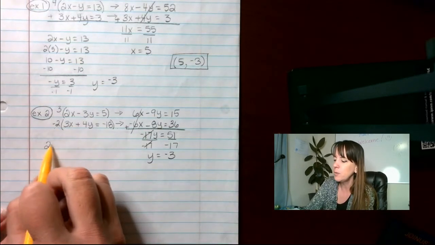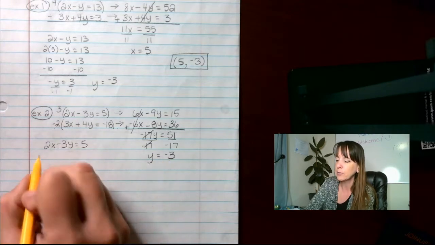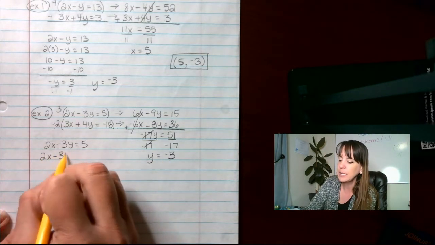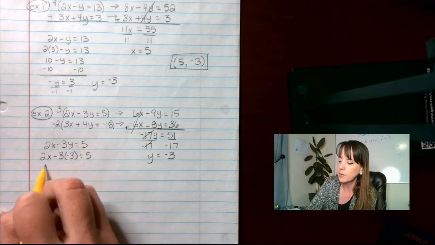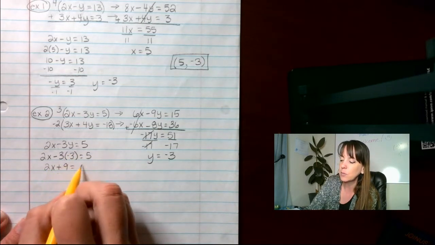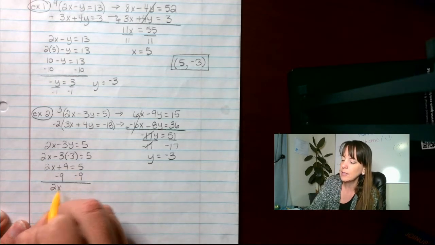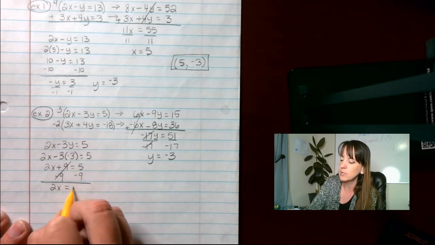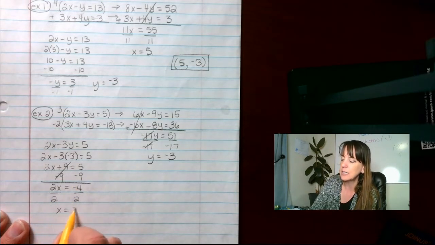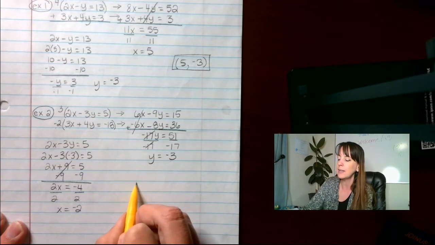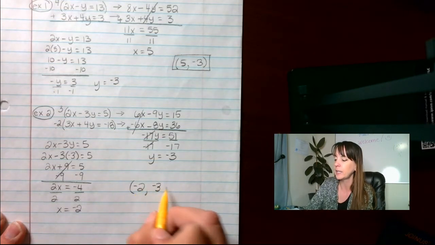I'm going to rewrite it: 2x minus 3y equals 5. The y is -3, so 2x minus 3 times -3 equals 5. I end up with 2x plus 9 equals 5, minus 9 from both sides. 2x, and this cancels out, 2x equals -4, divide by 2, x equals -2. So my solution set is -2, because we write it as an ordered pair, and -3, just like that.